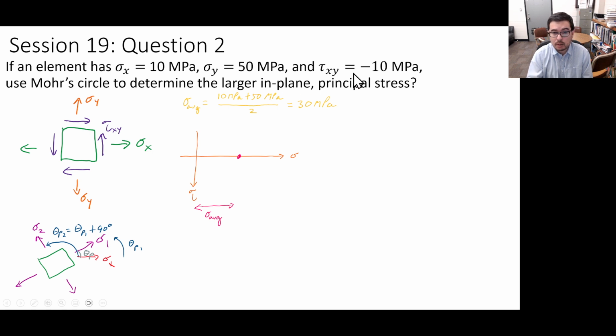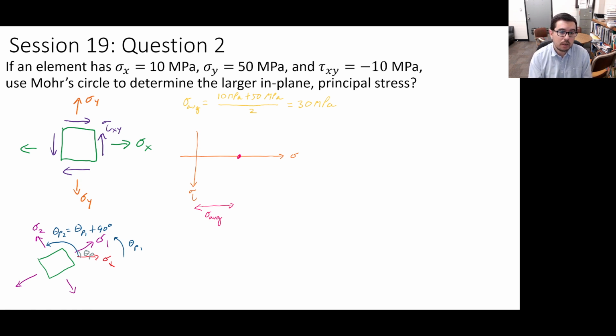The next step we can follow is to plot a point on Mohr's circle given the state of stress in a particular orientation. So we've been given a stress, sigma x equals 10 megapascals, sigma y equals 50 megapascals, and tau xy equals minus 10 megapascals. We could pick sigma x equals 10 megapascals, comma, tau xy equals minus 10 megapascals, if we like. Or we could pick sigma y equals 50 megapascals, comma, negative tau xy, which would then be 10 megapascals for our point on Mohr's circle. Both of these points would be valid.